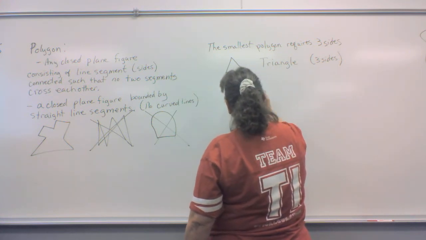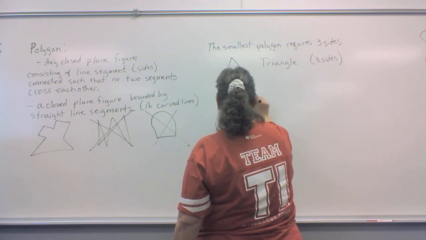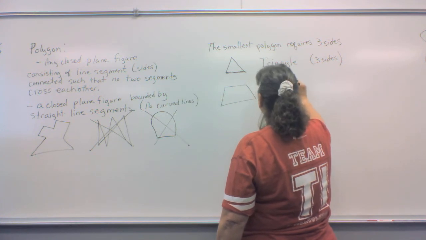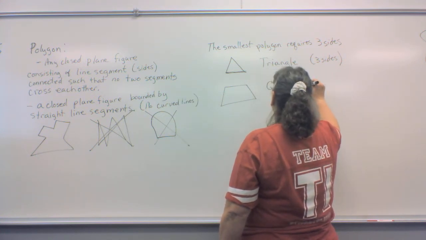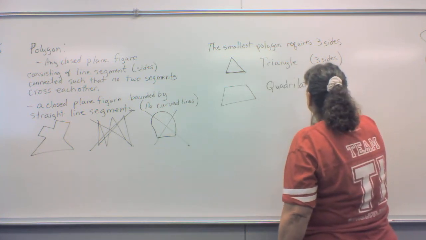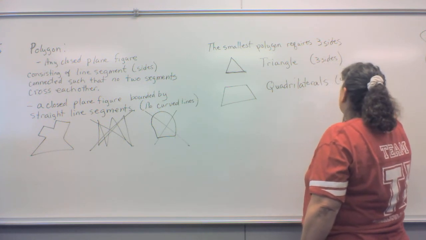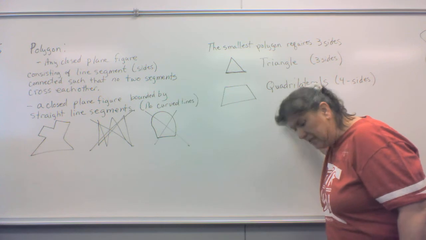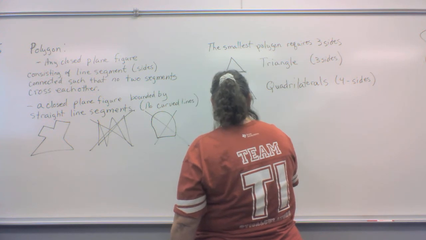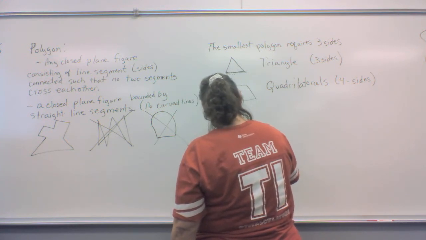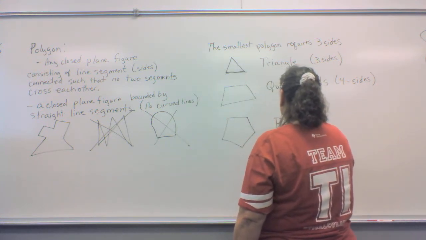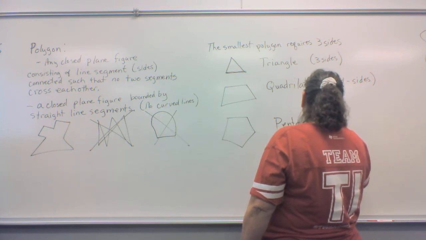The minute I put 4 sides on, I now have 4 sides, and 4 sides are called quadrilaterals. And quadrilaterals have 4 sides. Now we're going to go into a lot more depth into quadrilaterals in a minute. Okay, a 5-sided figure, 2, 3, 4, 5, okay? This is called a pentagon, and it is a 5-sided figure.